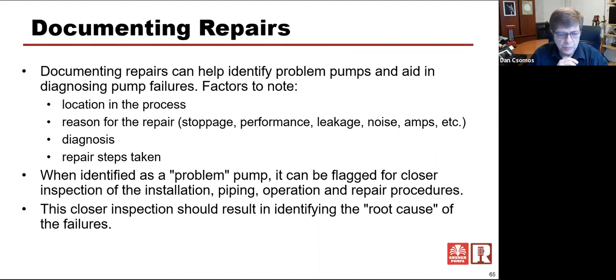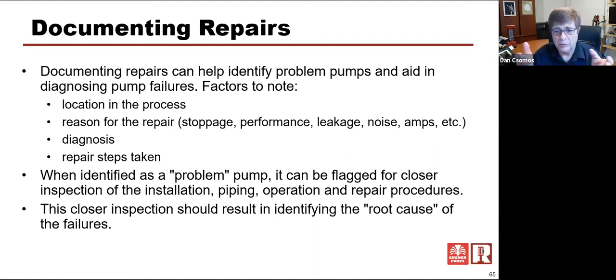It's good to be able to see broken pieces and parts. And part of that documentation is, why was the pump pulled out? Was a pump pulled out because of the leakage of a seal? Was it pulled out because it was making too much noise? Was it tripping the breakers and creating too much amperage? Any details. We get pumps sent back to us all the time, whether they want a pump fixed.